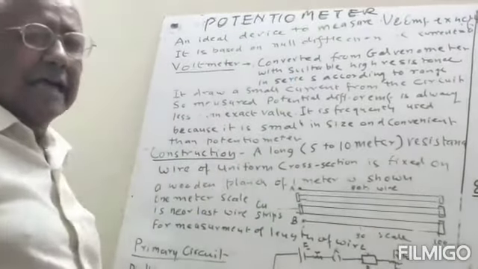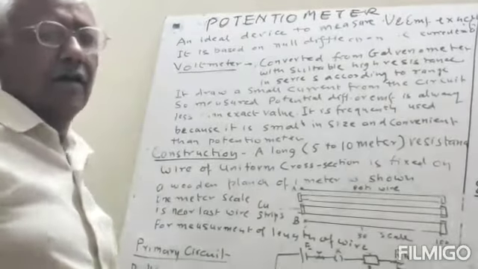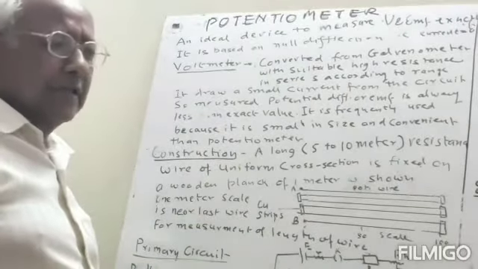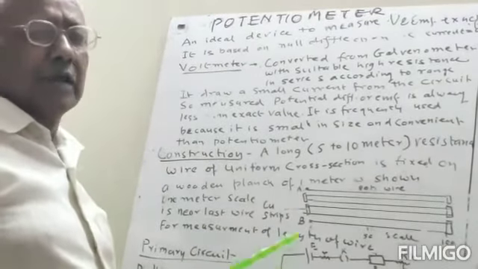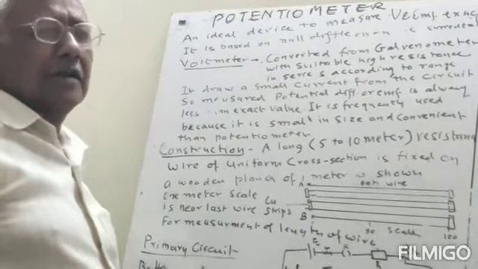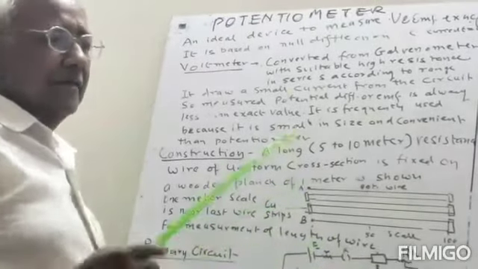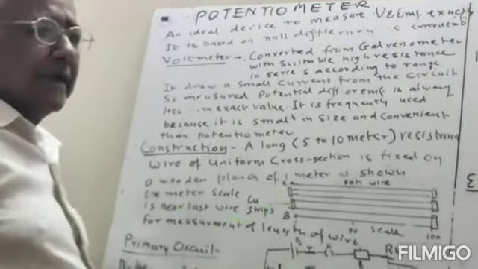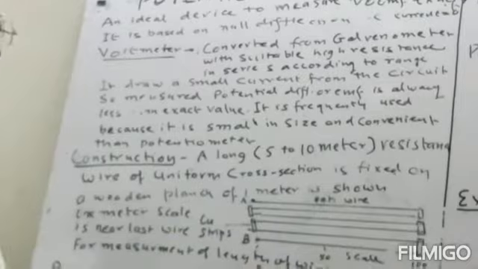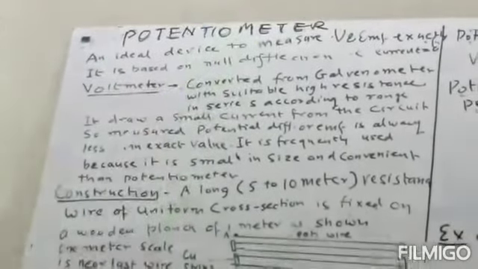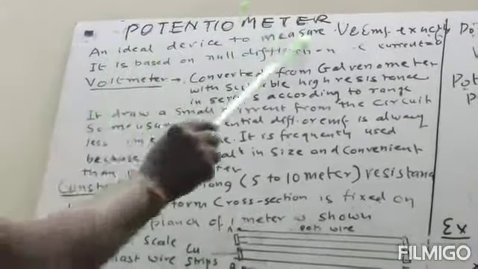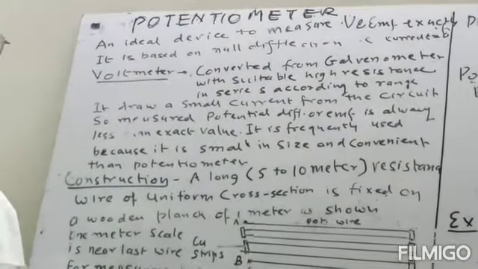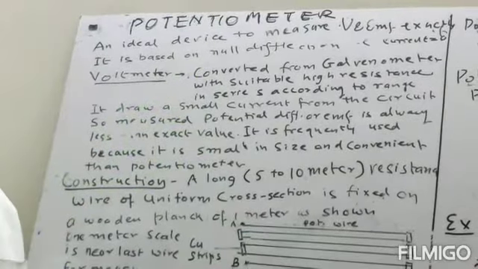Potentiometer is the last chapter or last section of current electricity. It is very important from the examination point of view and from the practical point of view, because it is important in theory as well as in practical physics. So what is a potentiometer? A potentiometer is a device which can measure potential difference and EMF.